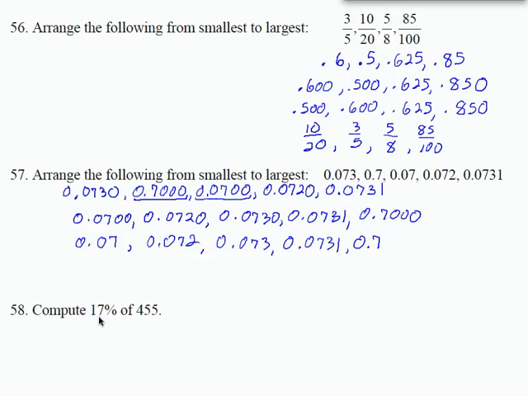Last problem here, 58. Compute 17% of 455. That's going to be 0.17 times 455. And if we do that on our calculator, we get 77.35.